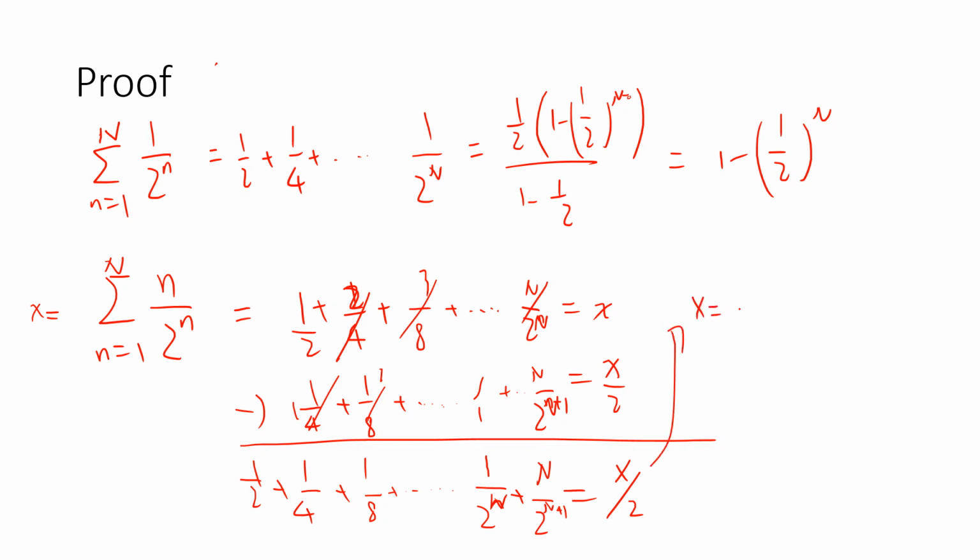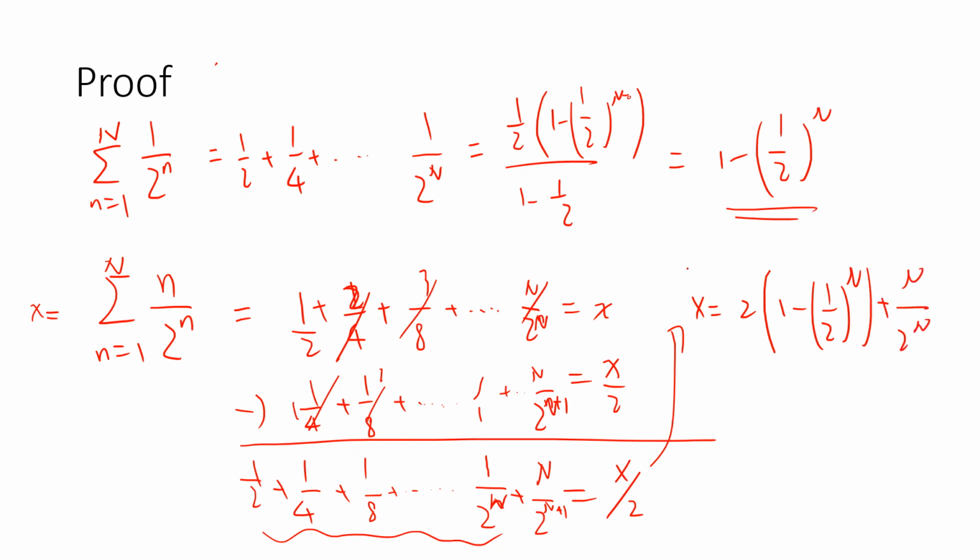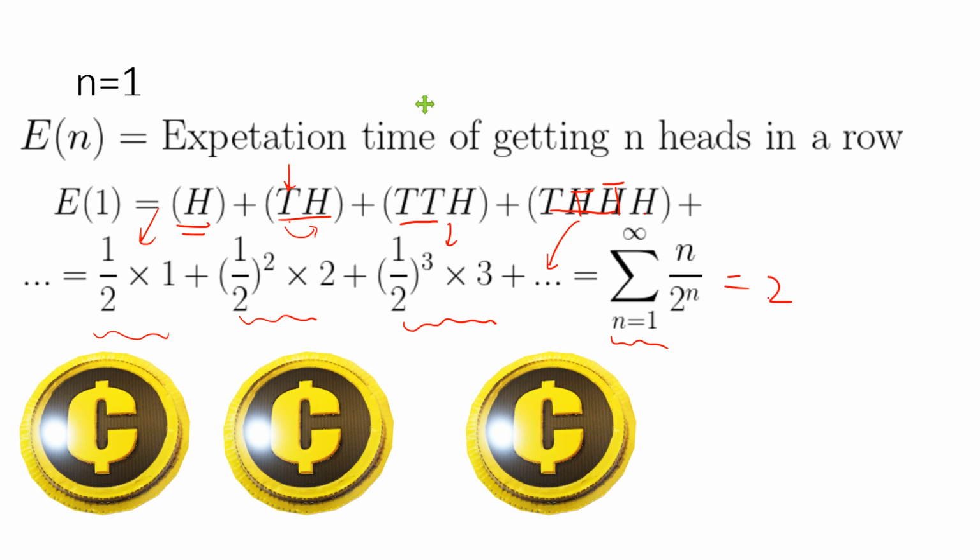So x is equal to twice this term, minus this term. These two series we need to remember, and then go back to here. Then we let this large n go to infinity, so these two terms vanish. So the answer is 2.